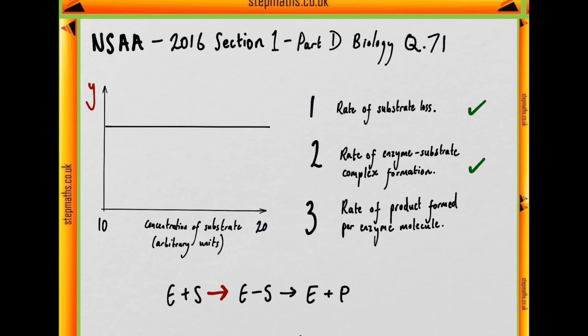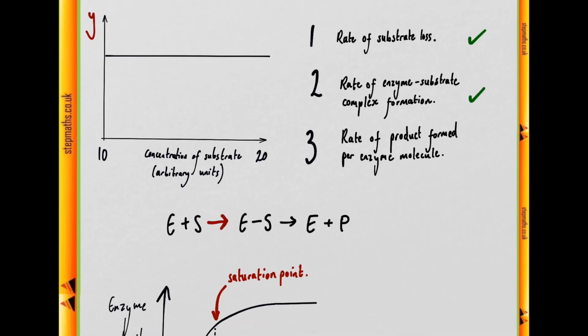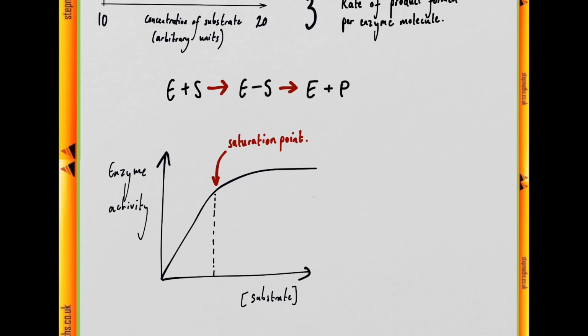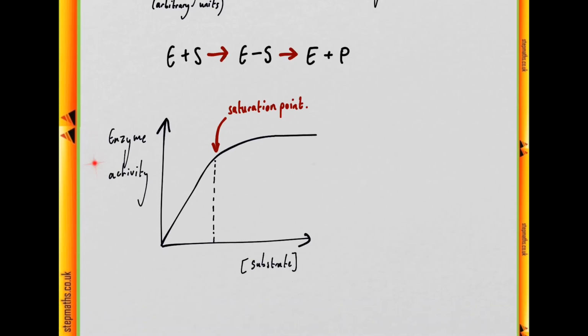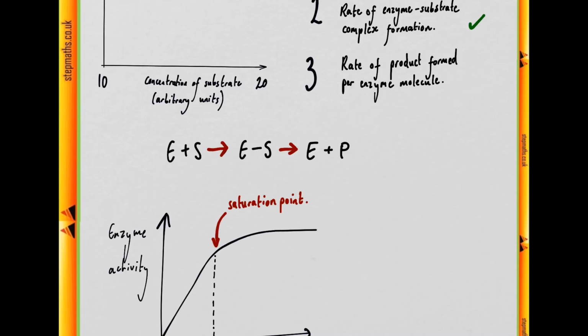Moving on to number 3, the rate of product formed per enzyme molecule. Could this also be the y-axis? Well, again, we're focusing on a specific part of our equation here, the formation of products from our enzyme-substrate complexes. Now we know that when there is a lower substrate concentration, i.e. the substrates are the limiting factor, increasing the concentration of substrates will increase the activity of an individual enzyme. However, after the saturation point, increasing the concentration of substrate won't improve the efficiency or the number of products formed by an individual enzyme.